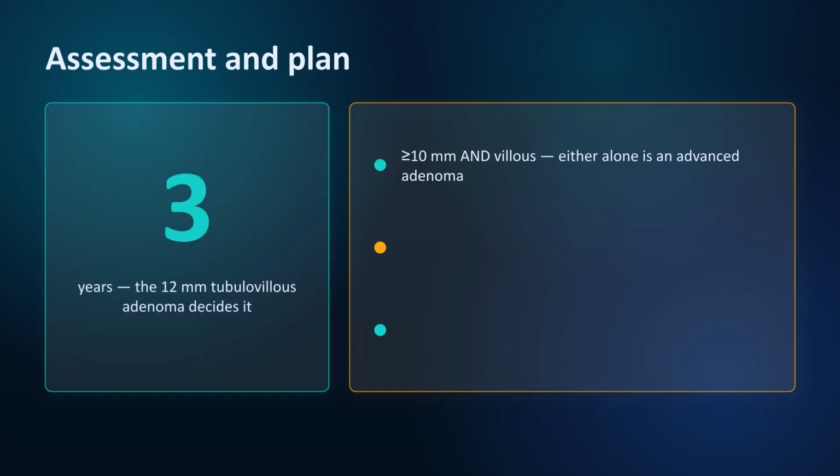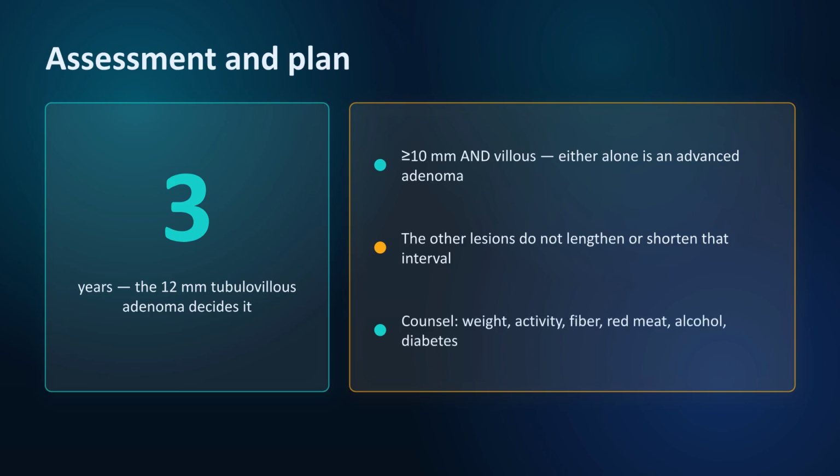The 2 small tubular adenomas and the sessile serrated lesion do not lengthen or shorten that interval, and the hyperplastic polyps change nothing at all. Alongside the scope, we counsel him. Weight loss, physical activity, more fiber, less red meat, less alcohol, and we tighten up his diabetes control.